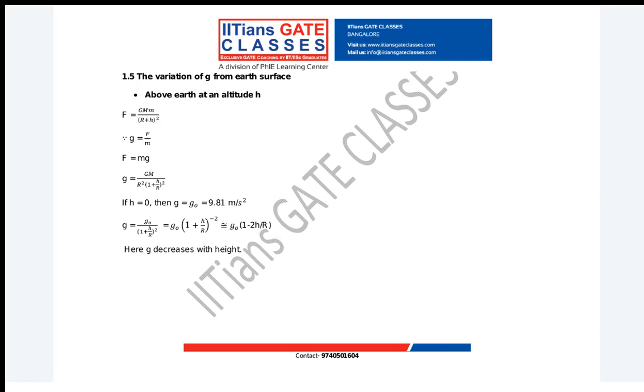Okay, now the next thing: how is the variation of gravitational acceleration above Earth's surface and below Earth's surface? So above Earth's surface, if you go up, this g naught will not remain g naught. So the g value will change. So how will the change happen? Above Earth's surface at any altitude h, g is nothing but g naught into 1 minus 2h by R.